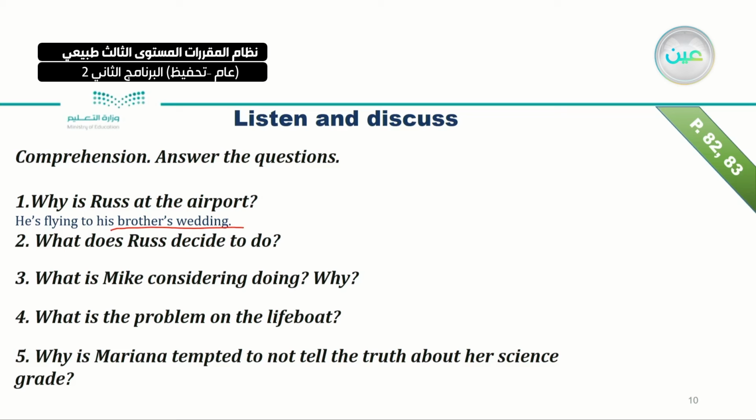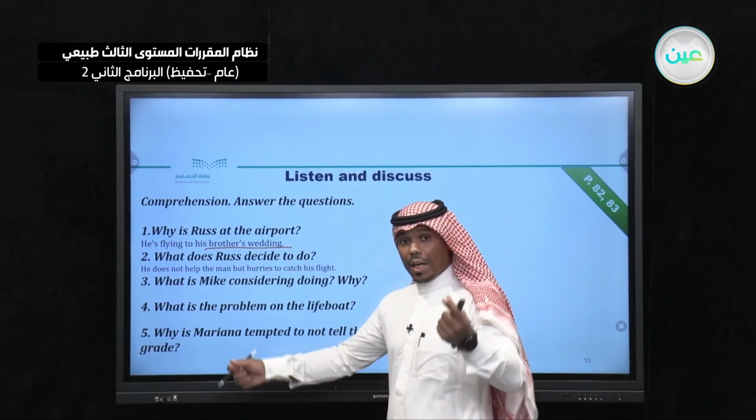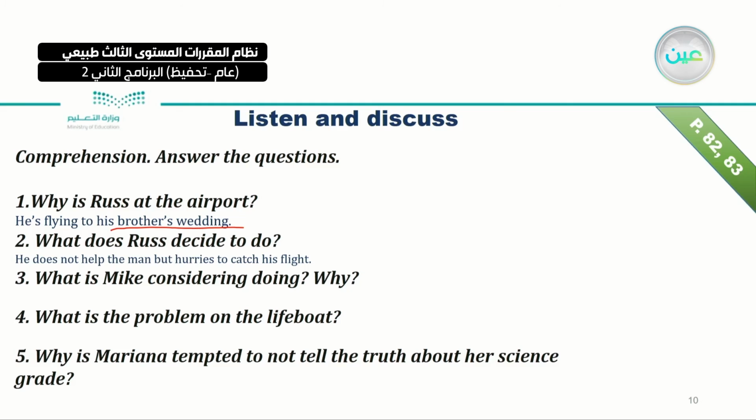Number 2, what does Ross decide to do? What does Ross decide to do here? Actually, he doesn't help the man, but hurries to catch the flight. Run toward the flight. Very quickly. Number 3, what is Mike considering doing? As you can see, he is considering cheating on his test. Why? Because he cannot remember the answers.